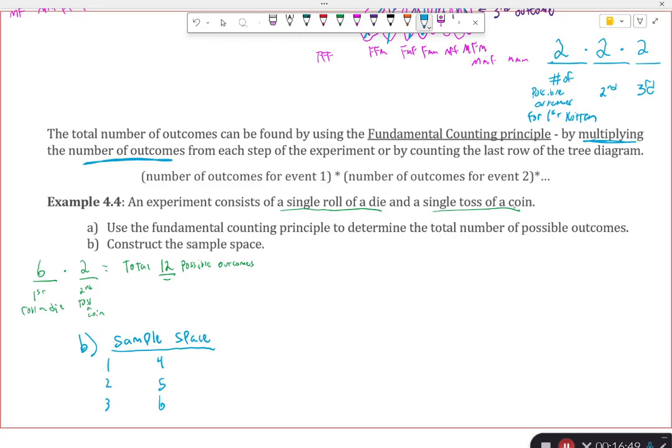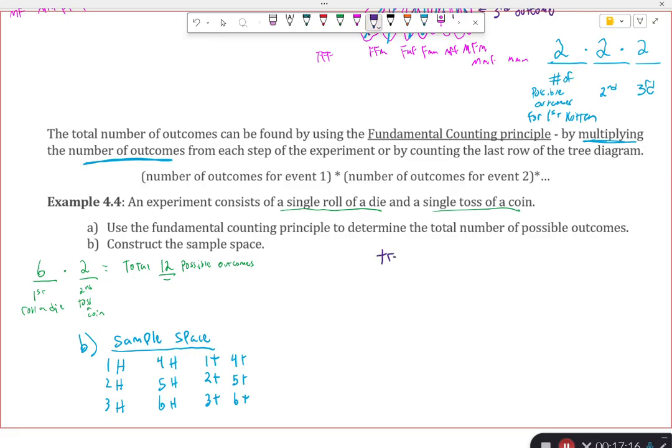If we toss a coin, we could get a heads. So I'm going to put a heads with all of these outcomes. Or we could also get a 1 with a tails, or a 2 with a tails, or a 3 with a tails, or a 4 with a tails, or a 5 with a tails, or a 6 with a tails. And that is my 12 possible outcomes.